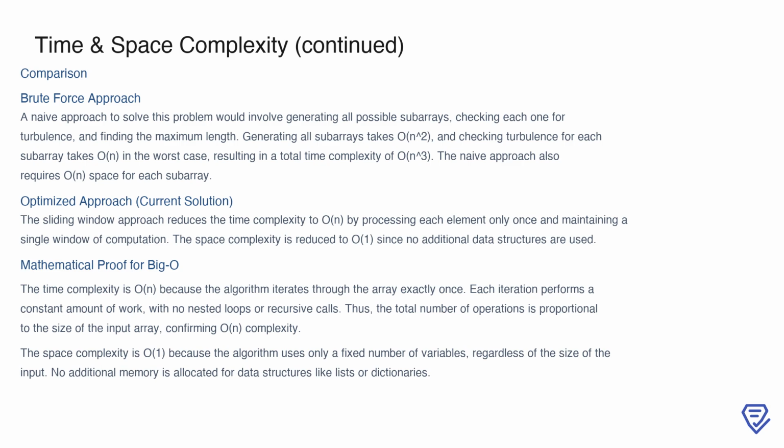Generating all subarrays of an array takes O(n²) time, and checking each subarray for turbulence can take O(n) in the worst case, leading to a total time complexity of O(n³). Additionally, the brute force approach may require O(n) space to store each subarray.